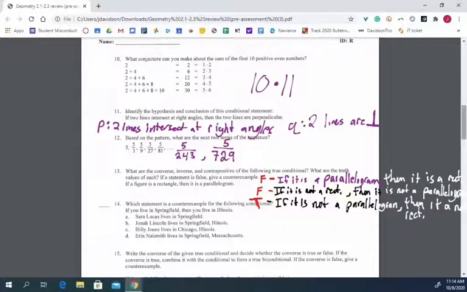Which statement is a counterexample of the following conditional? If you live in Springfield, then you live in Illinois. Sarah Lucas lives in Springfield. Okay, that's not really a counterexample. So something that would make this false. Jonah Lincoln lives in Springfield, Illinois. Okay, it kind of just proves a point. Billy Jones lives in Chicago, Illinois. Okay. Aaron Naismith lives in Springfield, Massachusetts. D, as in duh. Yeah, it's D.